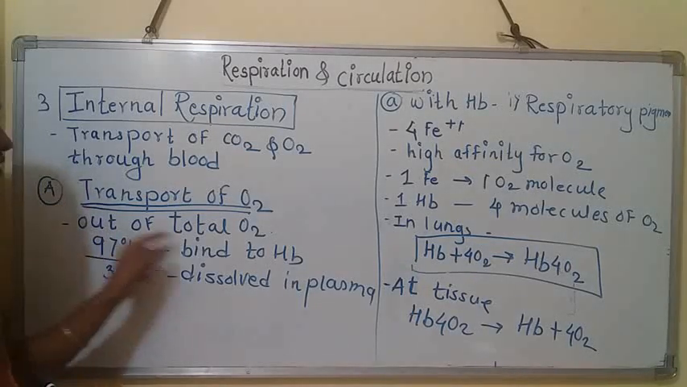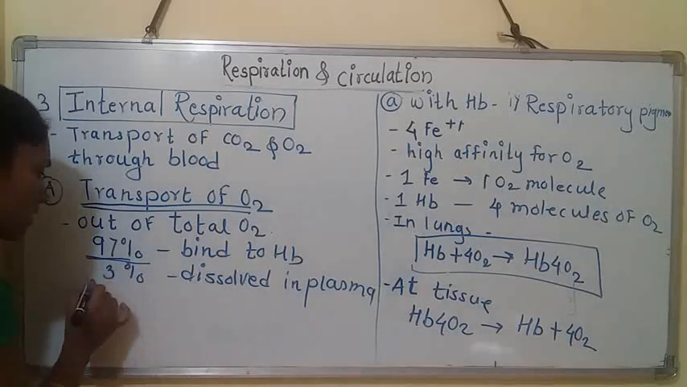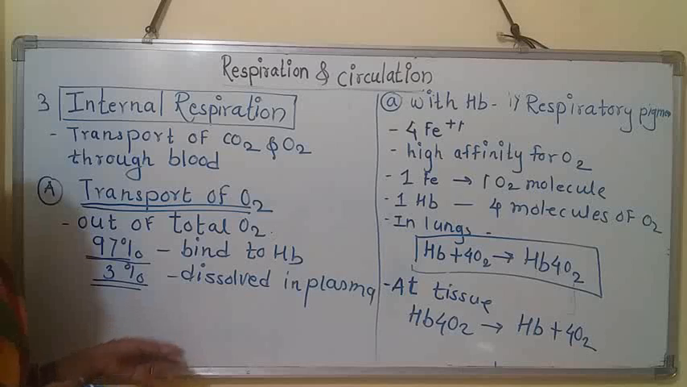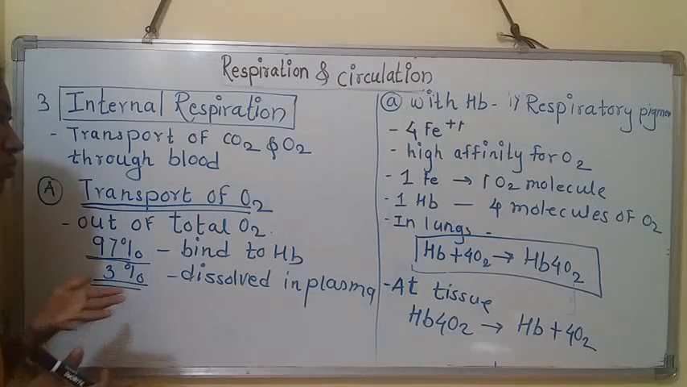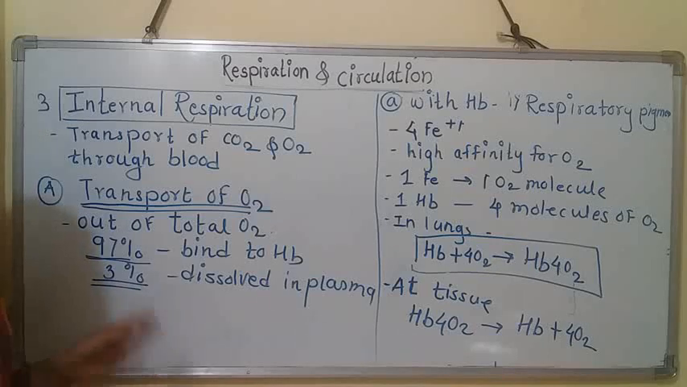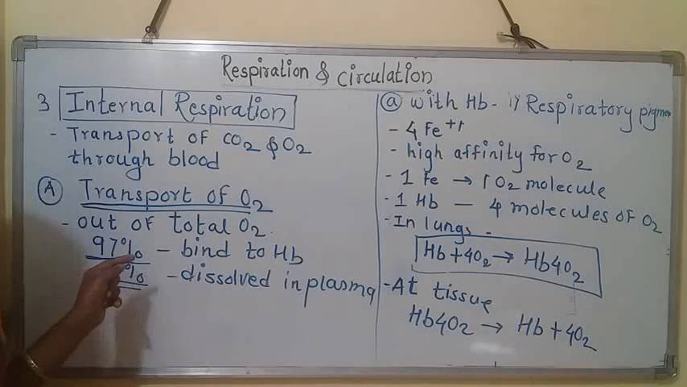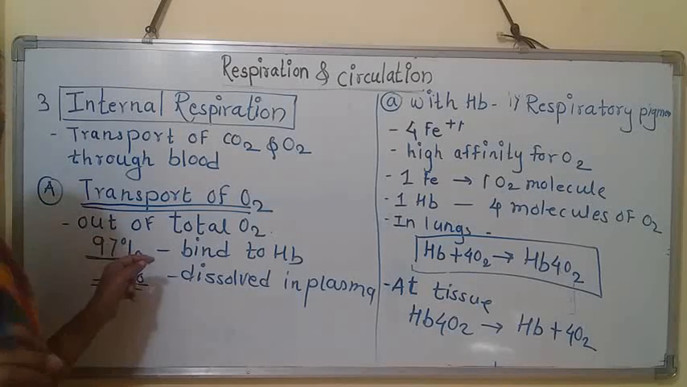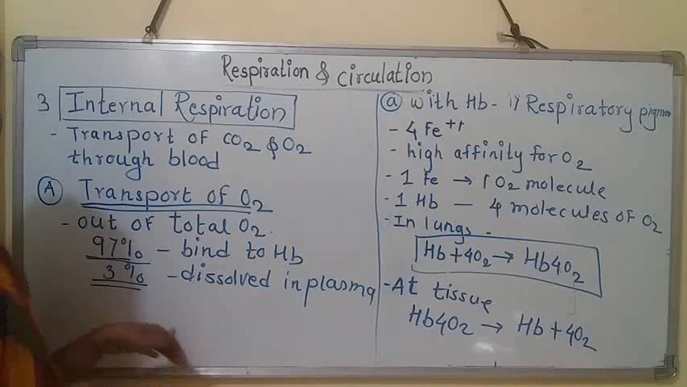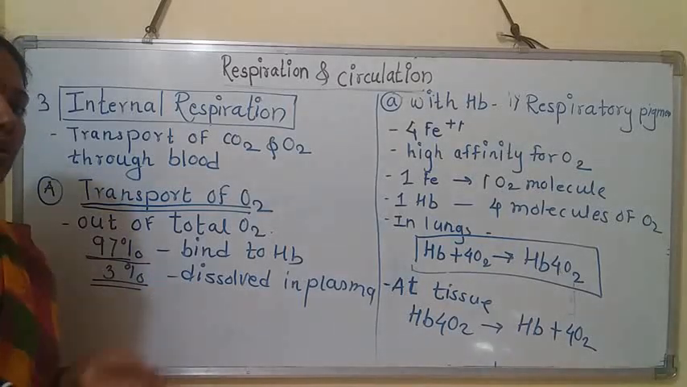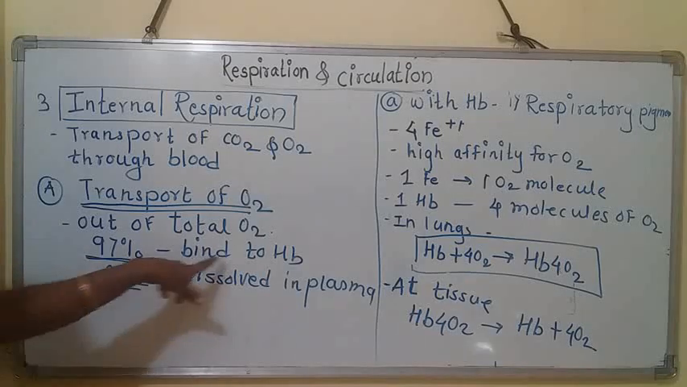So first is binding with the hemoglobin. Remember this percentage, it is important because many times a question is asked on this percentage. How much oxygen is transported with hemoglobin, and various options are given. So you have to remember, 97% oxygen is transported along with hemoglobin, and only 3% oxygen gets dissolved in the plasma and transported that way. So next is binding with hemoglobin.